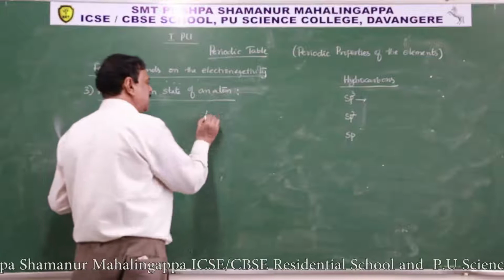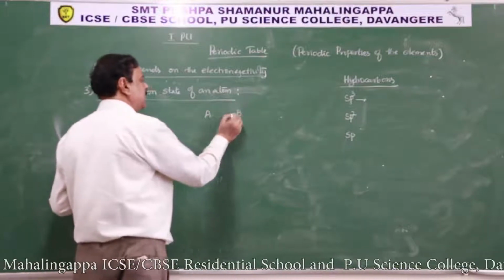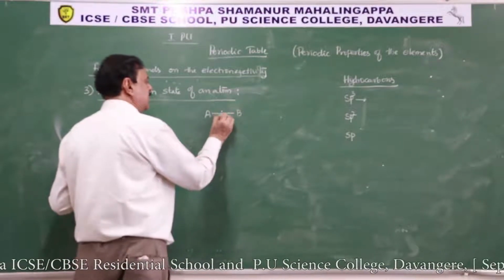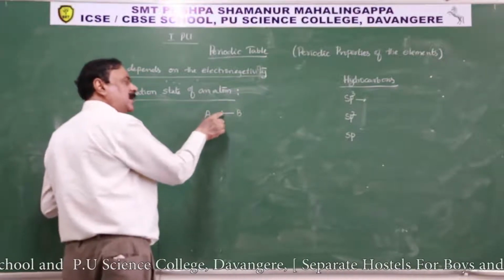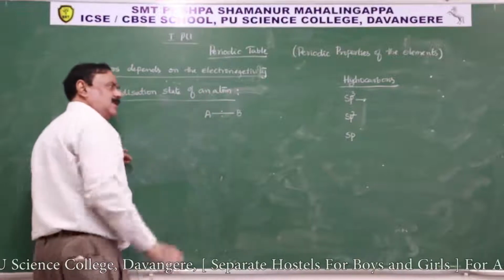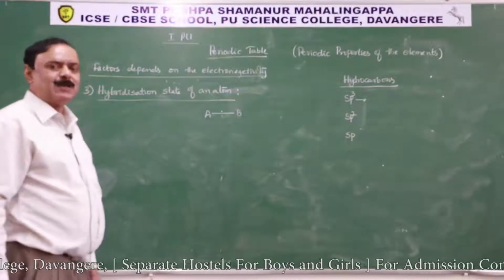For example, this is A and this is B. A shares one electron and B shares one electron. Therefore, the covalent chemical bond is represented by putting these two dots. That is referred to as a covalent chemical bond.